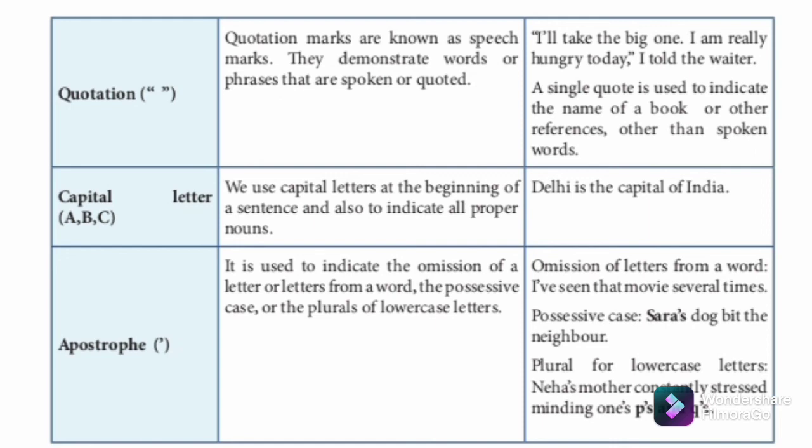Now, the last one is apostrophe. Apostrophe is used to indicate the omission of a letter or letters from a word, and possessive case or the plural of lower letters. Look at the example given there. Omission of letters from a word. The example is, I've seen that movie several times. The next example is possessive case. Sarah's dog bit the neighbor. Sarah's dog bit the neighbor.